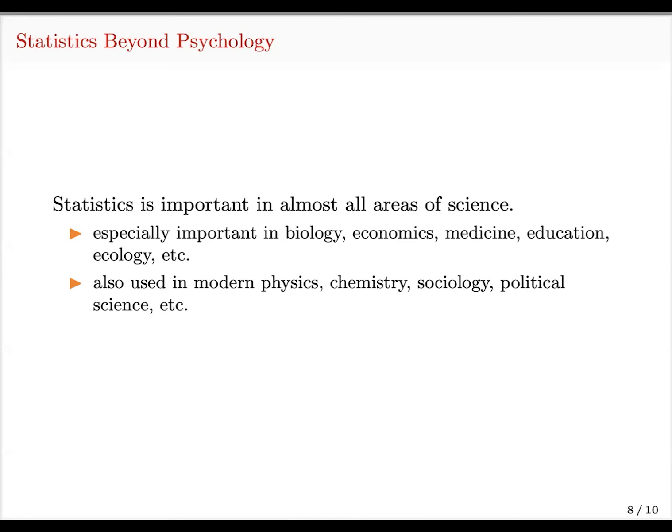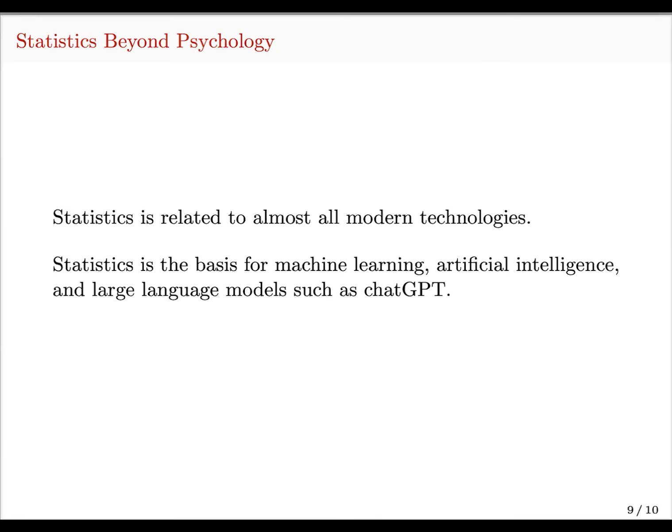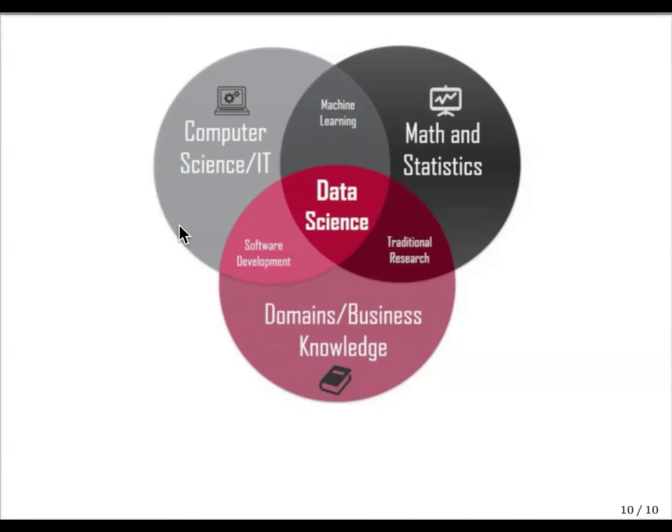More broadly, statistics is important in almost all areas of science, especially in biology, economics, medicine, education, and ecology. And statistics plays important roles in modern physics, chemistry, sociology, and political science. Lastly, statistics is related to almost all modern technology. In fact, statistics is the basis for machine learning, artificial intelligence, and the large language model, which is the mechanism underlying ChatGPT.